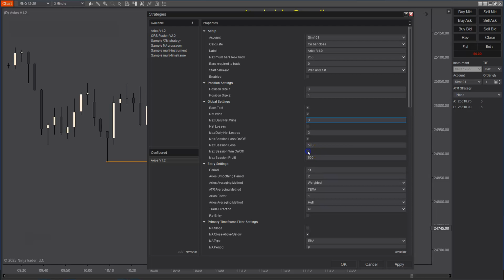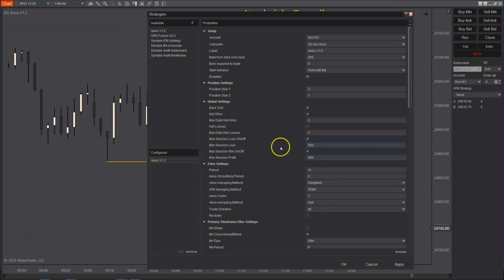Now you can have a max session profit as well. You can mess around with that. We can say we don't want to trade anything over, let's just do 500 and 500. And keep in mind with NinjaTrader, some people don't know this. When you have a strategy with a max session loss or profit, the trade that is currently ongoing needs to close before NinjaTrader and the strategy can calculate the actual session loss.